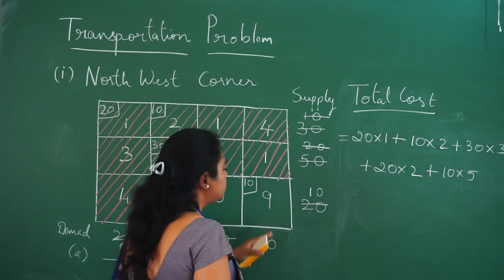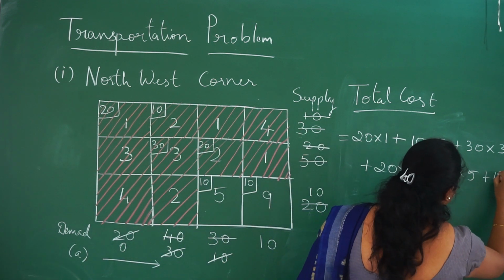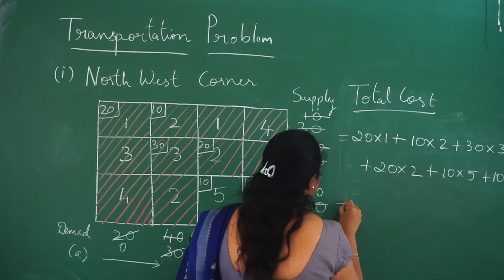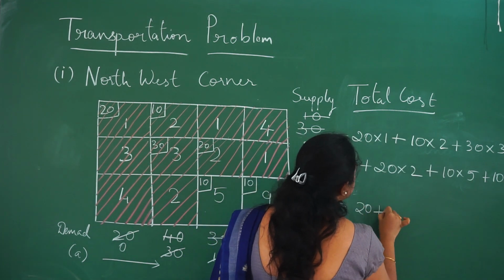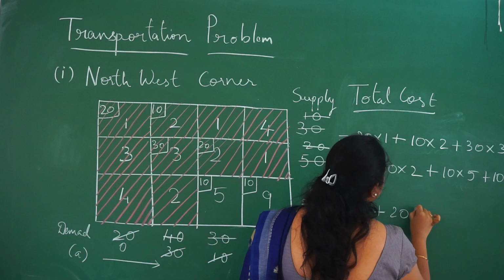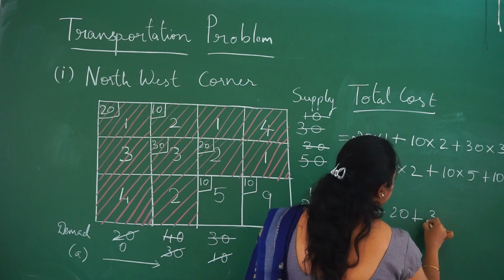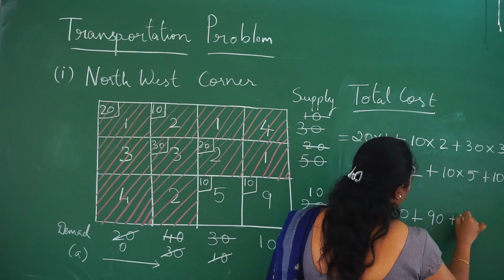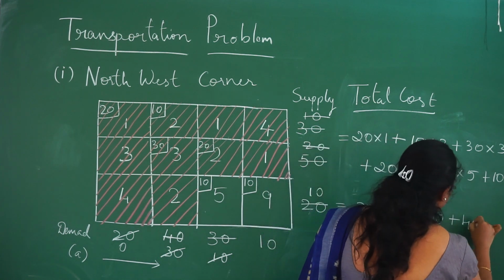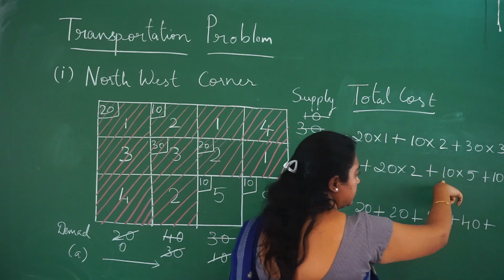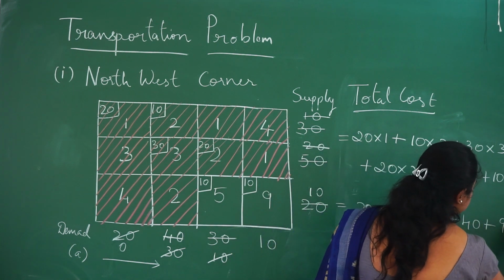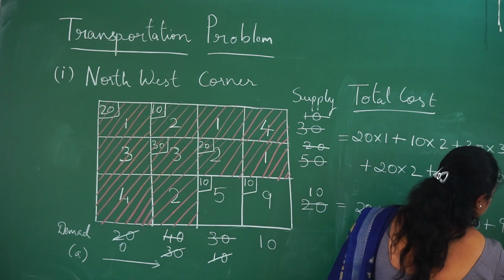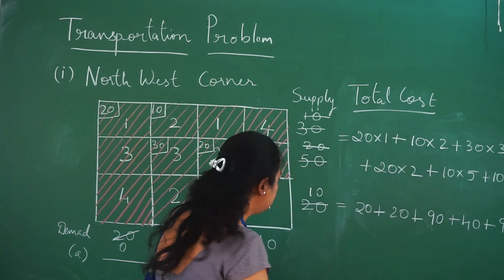And the last cell is 10 into 9. So let's calculate this. 20 into 1 is 20, plus 10 into 2 is 20, plus 30 into 3 is 90, plus 20 into 2 is 40, plus 5 into 10 is 90, plus 10 into 9 is 90. Okay, so we have to just calculate this.